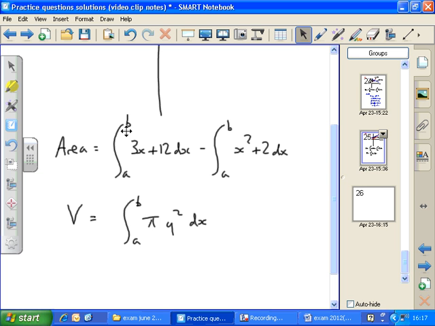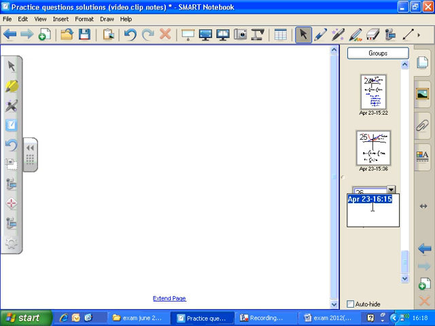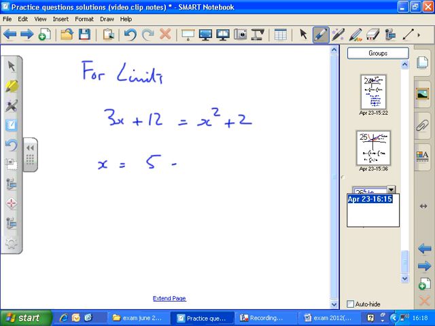So first of all, to find the limits, we set 3x plus 12 equal to x squared plus 2. So for the limits, 3x plus 12 equals x squared plus 2. Making this into a quadratic and then solving the quadratic by factorizing gives us the limits. Very similar to what we had last time. So x equals 5 and minus 2 you should get if you solve that quadratic.